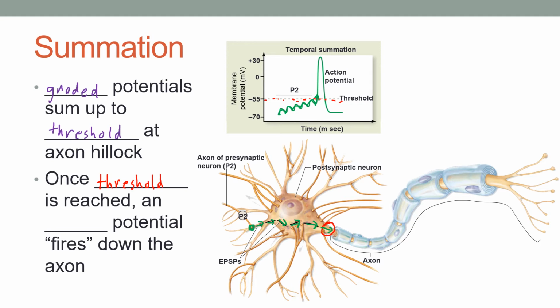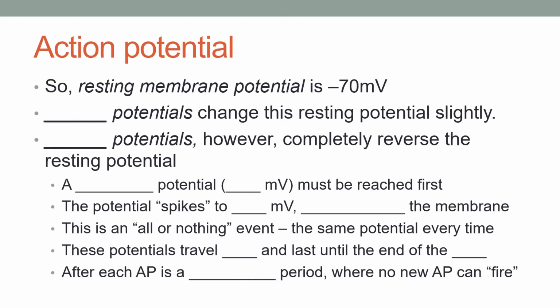So once the threshold is reached, an action, I always feel like I should put an exclamation point after action. Action potential fires down the axon. Okay, summing up where we've been so far, resting membrane potential is minus 70. Graded potentials change this resting potential slightly.